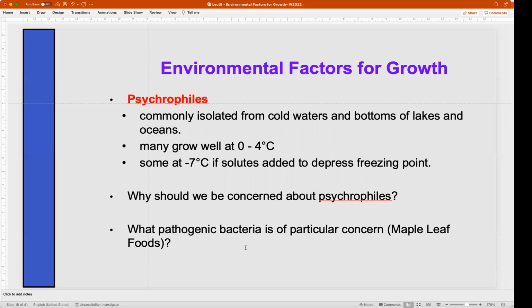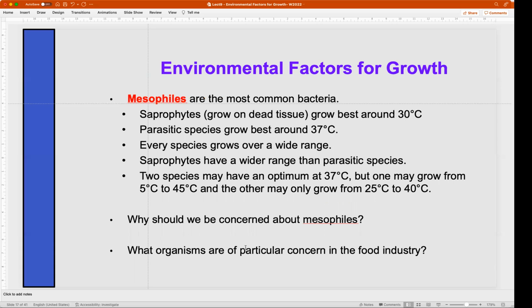Oh, and I have here what bacteria is a concern. So what was the bacteria from Maple Leaf Foods? Mesophiles. They're the most common bacteria. There's saprophytes, which grow on dead organisms, parasitic microbes, and they grow over a wide range. Pathogenic species, human pathogens typically grow at 37 degrees. And there's a wide range of them. Saprophytes have a wider range than parasitics.